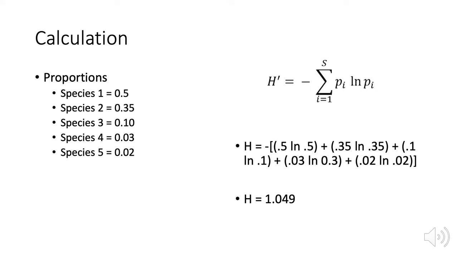Now we can take these proportions and plug them into the Shannon Wiener diversity equation. Make sure you have every species represented. A little plug and chug, and the diversity calculation results in a 1.049 index value for this plot.